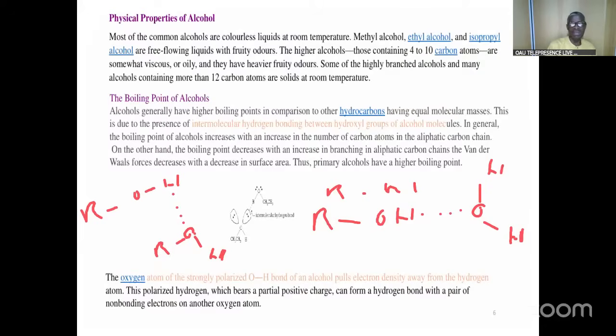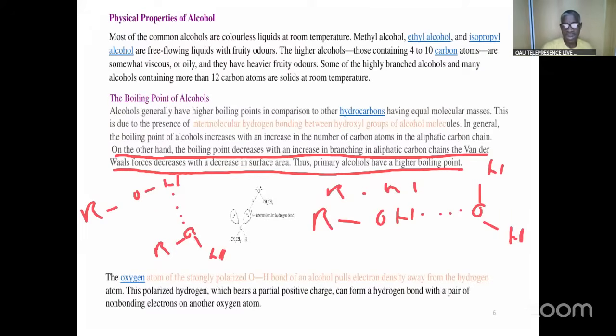Get that, please. Get all this underlined in your notes. Thus, primary alcohols generally have a higher boiling point. Now, let's look at what causes this hydrogen bonding.